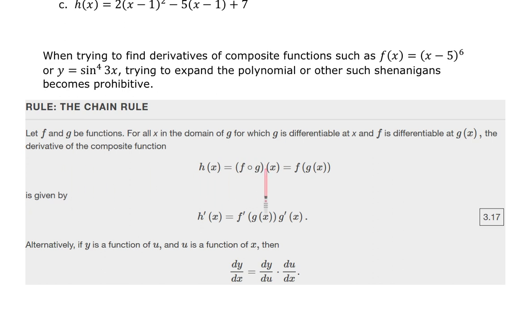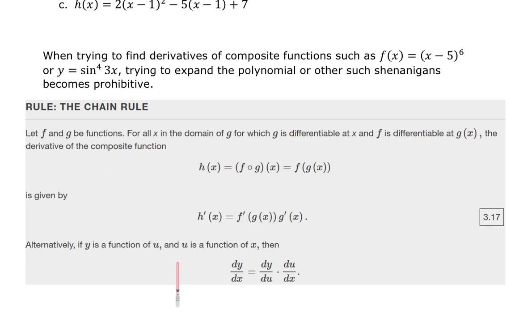Here is how it is defined. If I have this composition of functions, h of x is equal to f composed with g of x, or we might say it as f of g of x, then this is the gist of it. The derivative of h of x is going to be the derivative of the outer function multiplied by the derivative of the inner function.